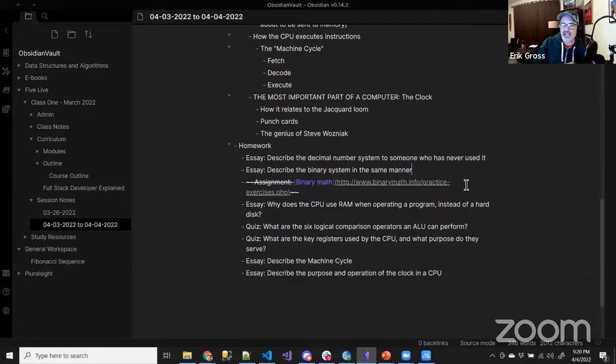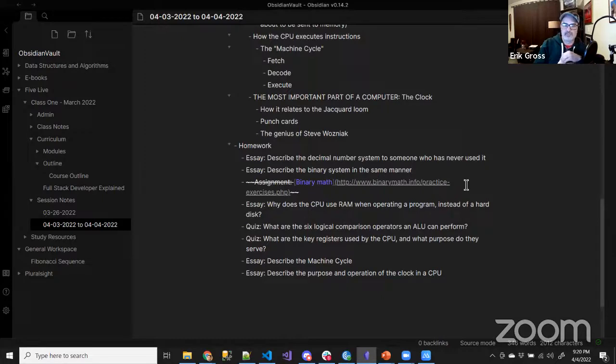All right, this third essay is not a very long essay at all. I just want you to explain why it is that the CPU will use RAM when operating a program instead of a hard disk. Why is it that, per that diagram I showed, all the instructions for the computer program that's being run are going to be held in RAM? And why can all the data it needs access to whenever possible be held in RAM? Why there and not down on the hard disk? That's not a very long essay. And if you don't understand it, you can Google or watch the session from last night again.